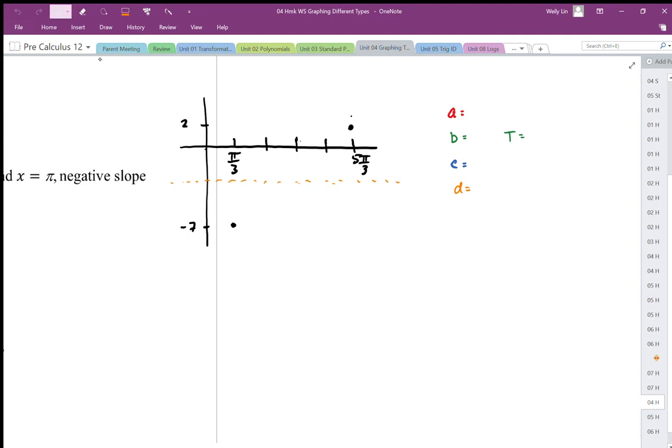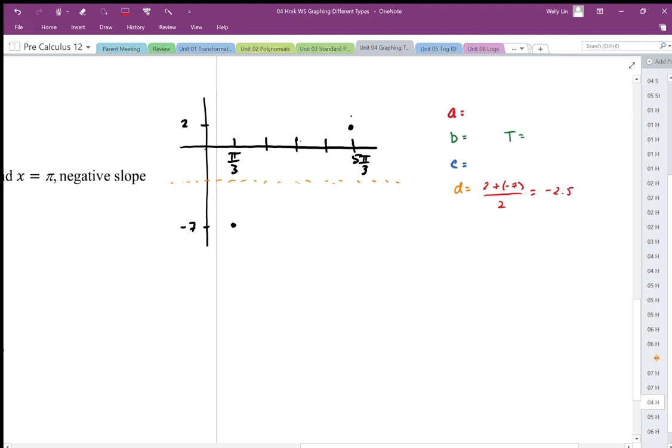So I'm going to start with the D value here, which is the middle of this graph. We can find that value of D by adding the vertical positions 2 and negative 7. Dividing by 2, we're going to get a position of negative 2.5. So the D value is negative 2.5.